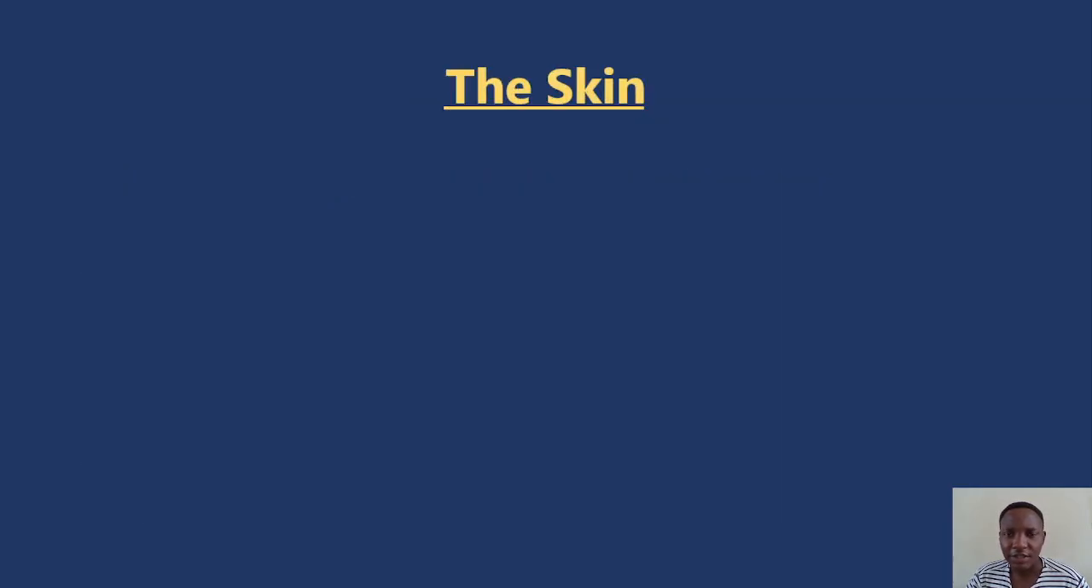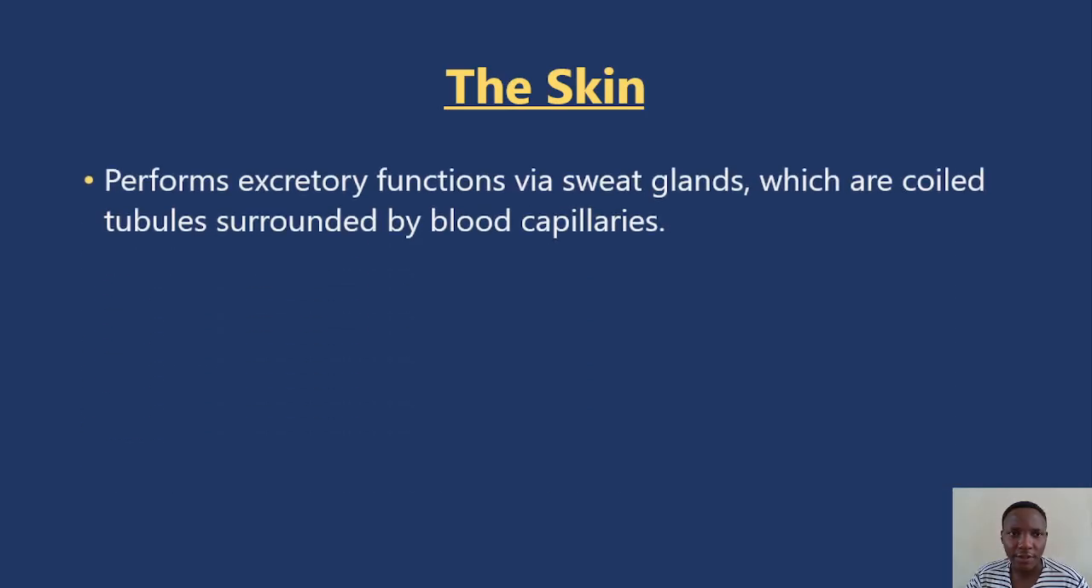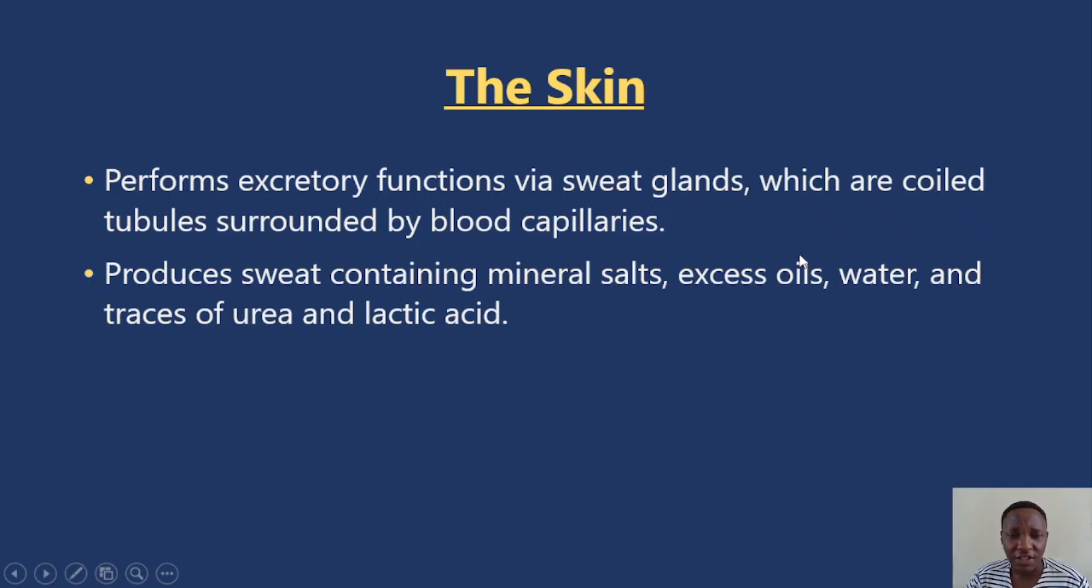Moving on, let's see the skin. It performs excretory functions via the sweat glands, which are tubules surrounded by blood capillaries. It produces sweat containing amino acids, excess oils, water, and traces of urea and lactic acid.